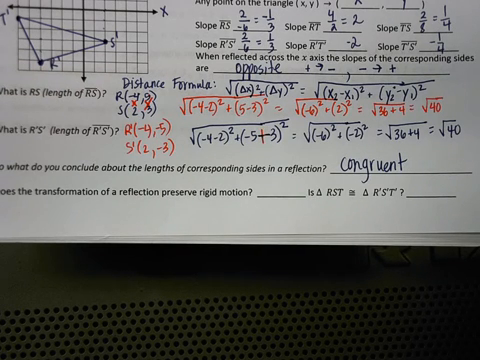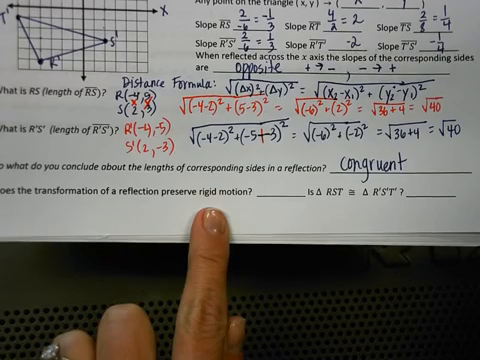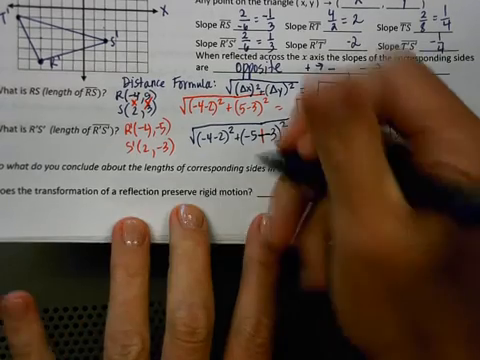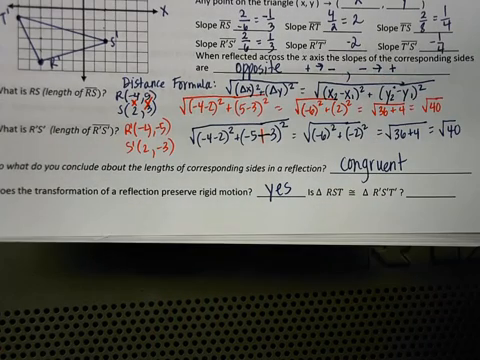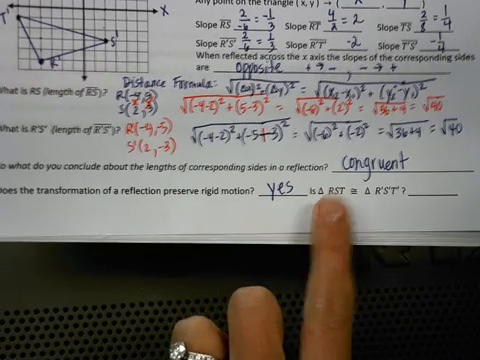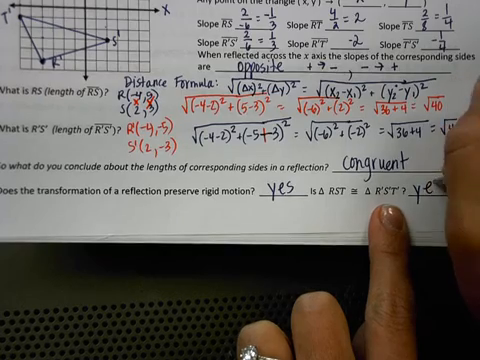Does the transformation of a reflection preserve rigid motion? Yes. Okay? And so what that, we're just moving it. Everything is staying the same. We're just moving it somewhere else. So is this triangle congruent to this triangle? Yes. Okay.